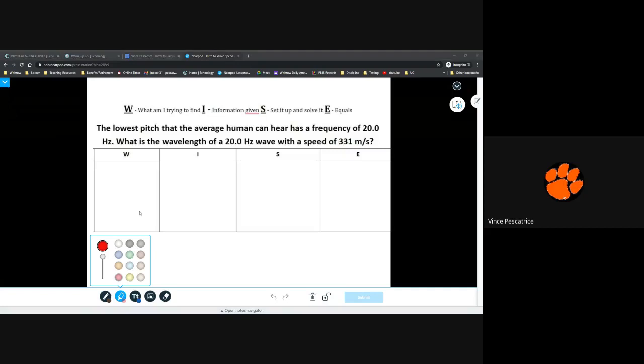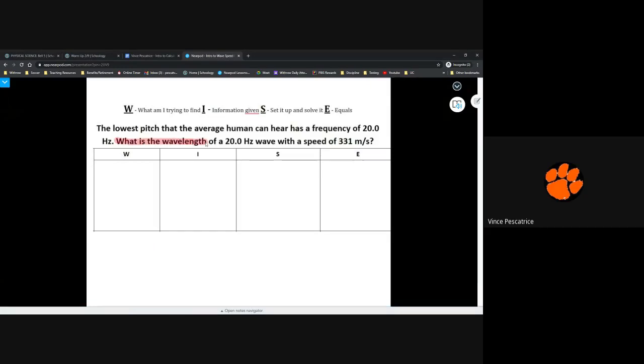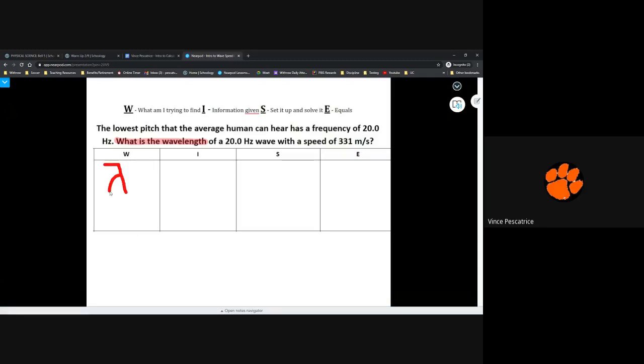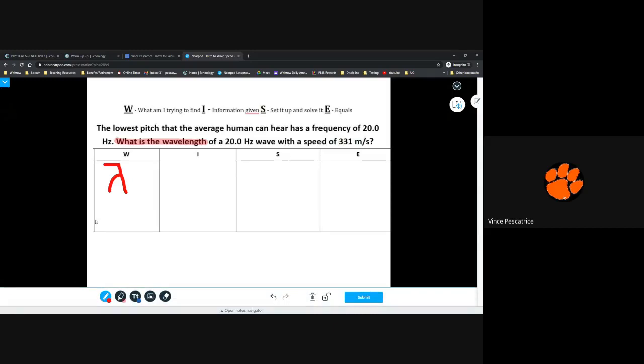All right, can anyone help me out? What's the question asking? Go ahead and put it in the chat or say it out loud. Good. The wavelength. It's looking for the wavelength. It says, what is the wavelength right there? So that's what you put here. Wavelength. Information given in the problem. What numbers do you see and where are they?